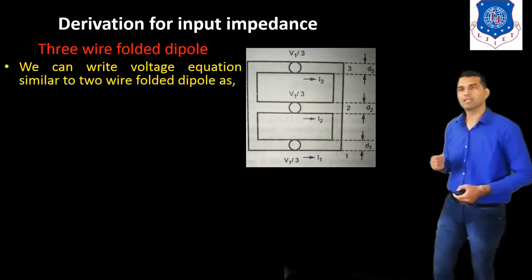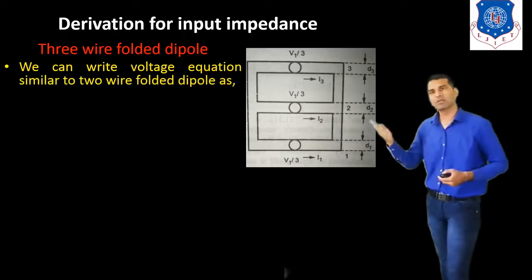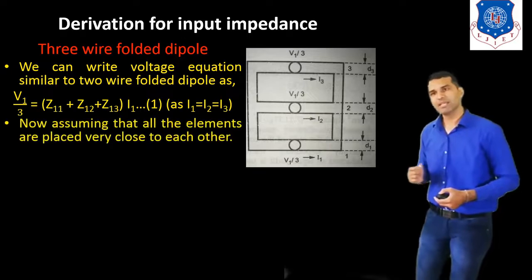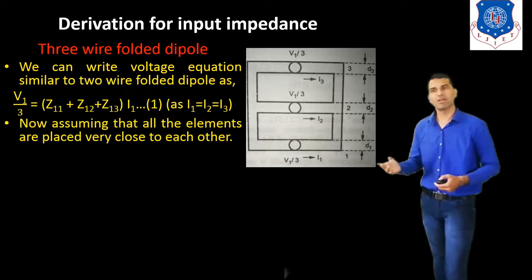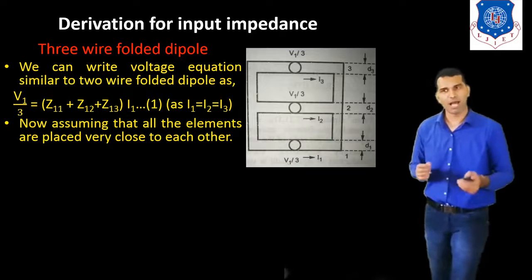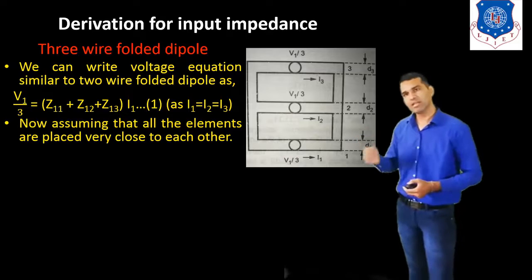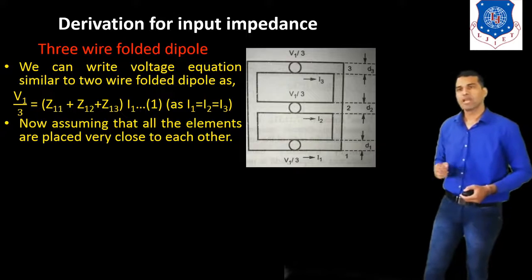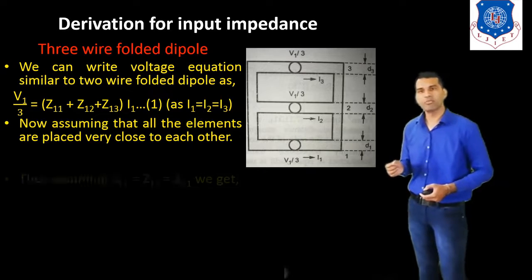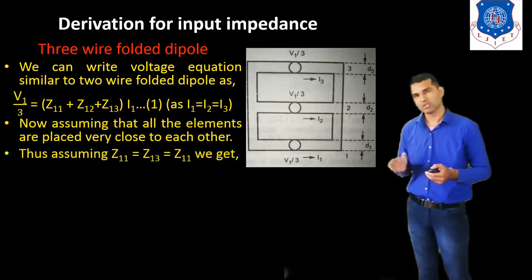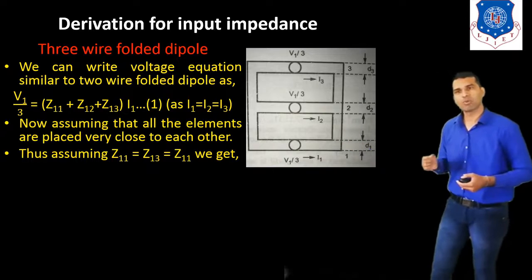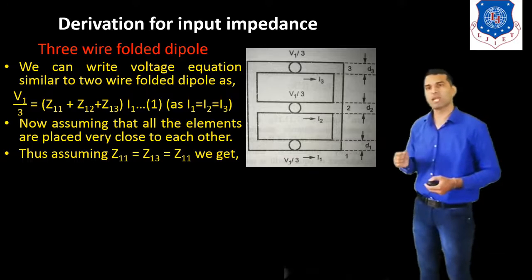Now we can write the voltage equation, similar to the 2-wire folded dipole, as V1 by 3 is equal to (Z11 plus Z12 plus Z13) into I1. And here we have assumed I1 is equal to I2 is equal to I3. Now assuming that all the elements are placed very close to each other, as we considered in the 2-wire dipole antenna, here in the 3-wire dipole antenna Z11 is equal to Z12 is equal to Z13.